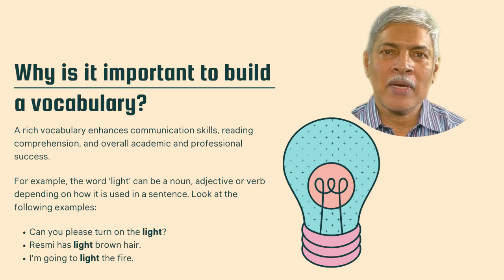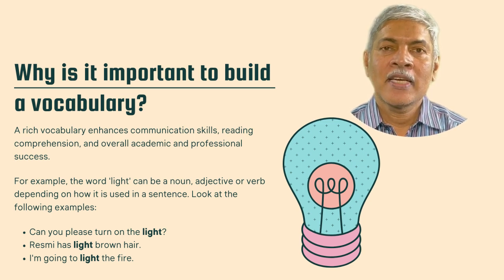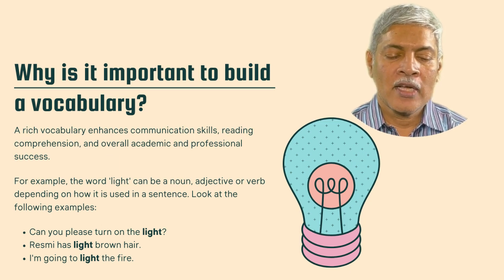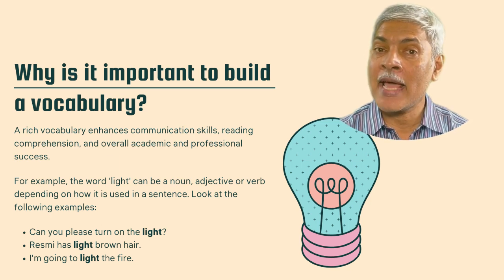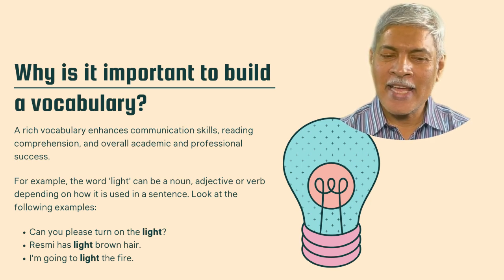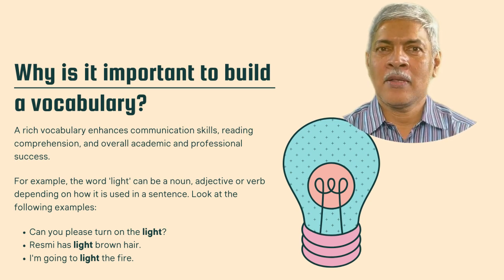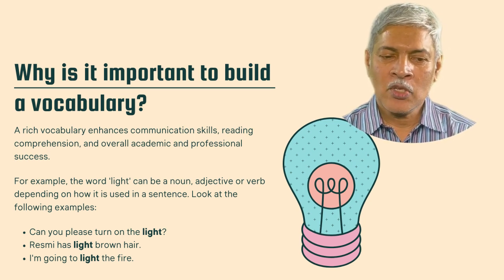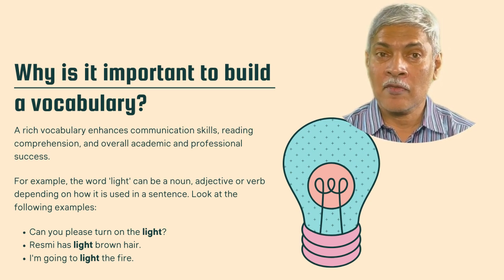Let's take an example. Let's say the word light. Light, can you please turn on the light? Or Resmi has light brown hair. Or I'm going to light the fire. Here light is used as a noun, it is used as an adjective, it is also used as a verb. So how do we build this sort of vocabulary?